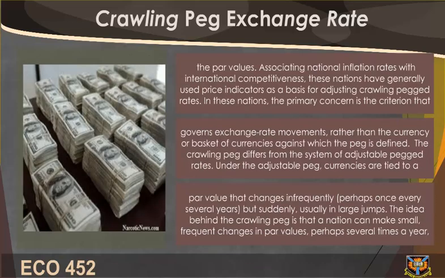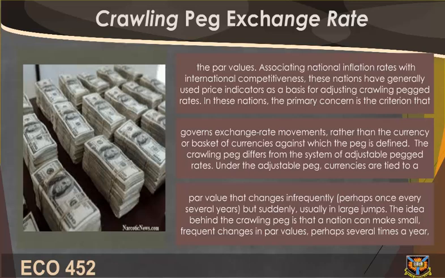Associating national inflation rate with international competitiveness, these nations have generally used price indicators as a basis for adjusting crawling pegged rates. In these nations, the primary concern is the criterion that governs exchange rate movement rather than the currency or basket of currencies against which the peg is defined.